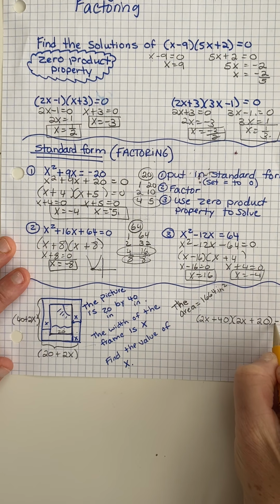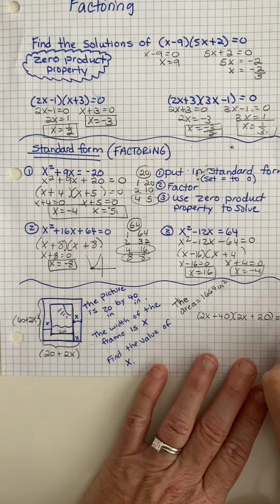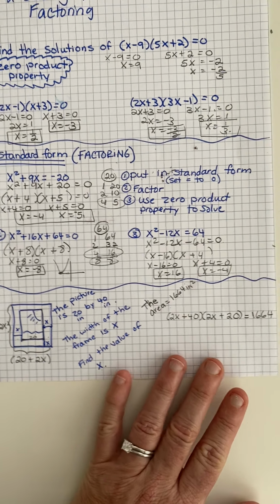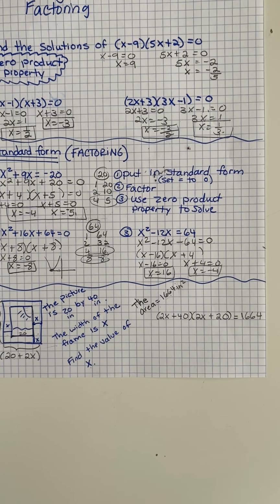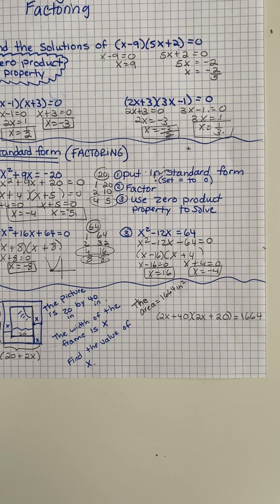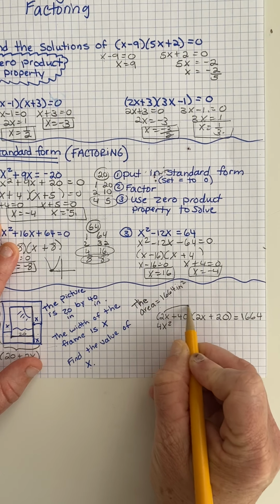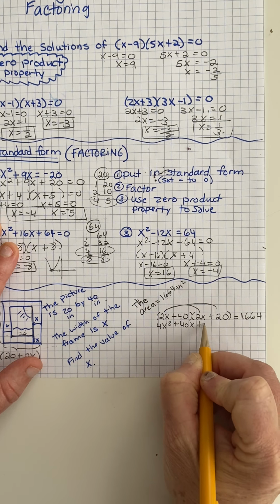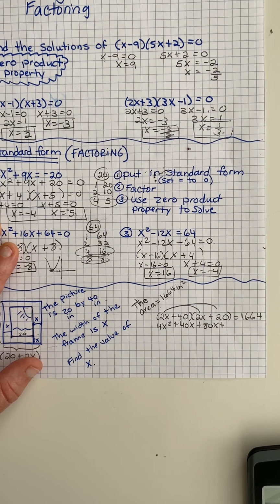okay? And that's going to equal, unfortunately, I can't say it's going to equal 0 because when I multiply those together, it's going to be 1,664. Okay, so now what do we have to do? Well, we can't use the zero product property because it's not equal to 0. So we have to make that happen, which means we're going to have to FOIL this out, right? Grab my calculator.